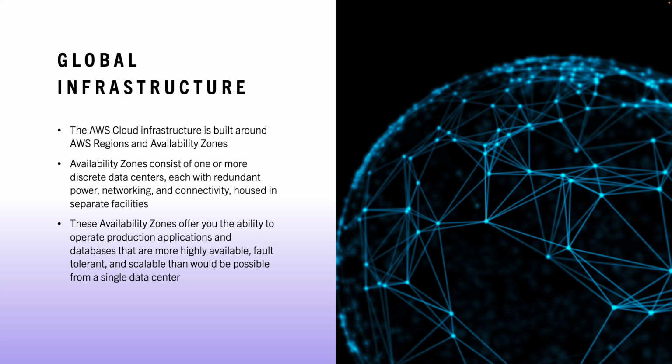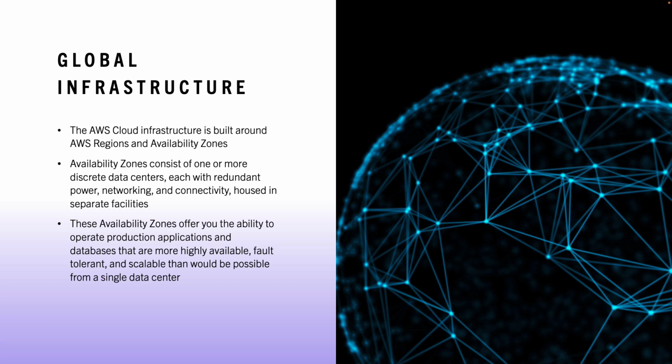An AWS region is a physical location in the world where we have multiple availability zones. These availability zones consist of one or more discrete data centers, each with redundant power, networking and connectivity, housed in separate facilities. They give us the ability to operate production applications and databases that are more highly available, fault tolerant and scalable than would be possible from a single data center.